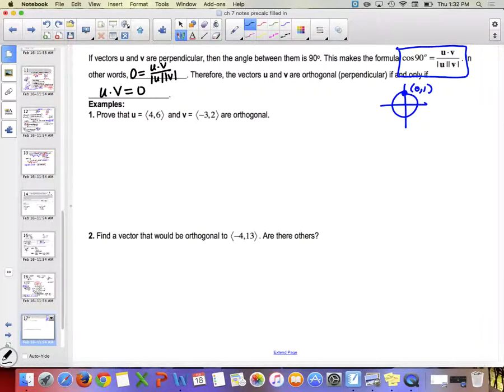Typically we use the word perpendicular when we talk about 2 dimensions, but for anything more than 2 dimensions, usually 3 dimensions, it's going to be orthogonal. Did you know you can have 4 dimensions, 5 dimensions?